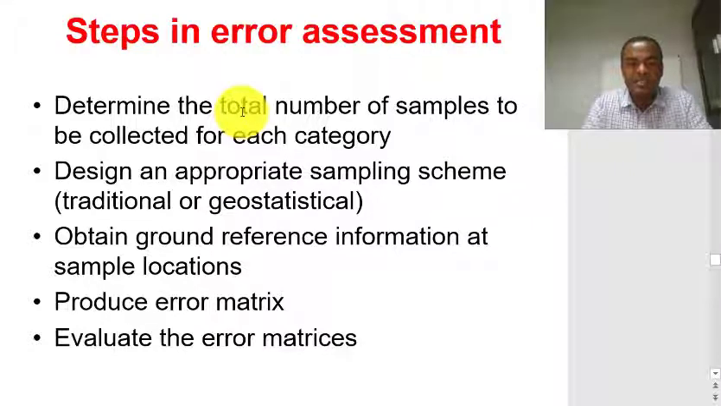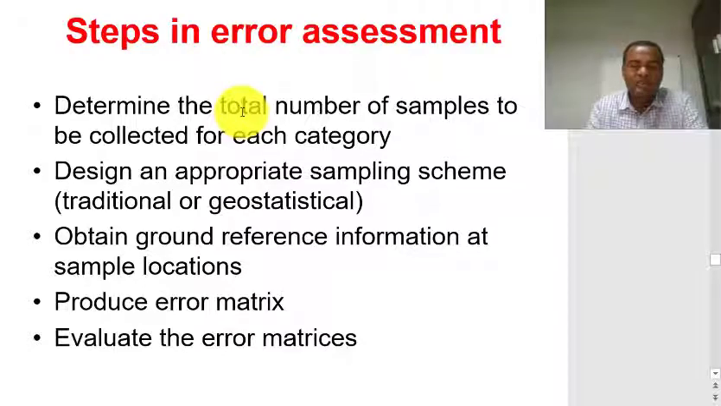The second step is you have to design an appropriate sampling scheme. There are 2 methods of sampling: traditional sampling scheme and geostatistical sampling scheme. You can choose traditional or geostatistical. The geostatistical sampling technique is a bit advanced and it is beyond the scope of this course. So you can follow the traditional sampling scheme.